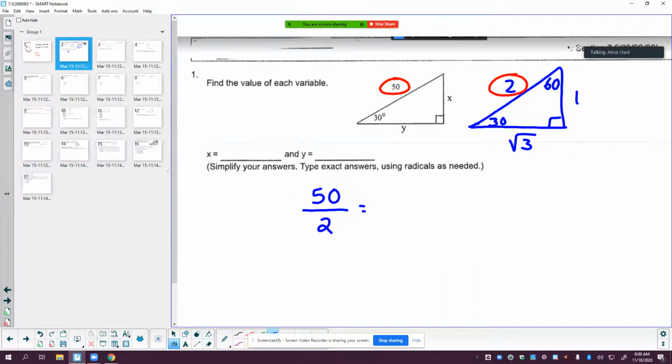That's going to be equal to whatever I'm trying to find. The first thing they asked for is x. That's the side across from 30. Over here, the side across from 30 was 1. So that's going to be my second ratio. I always do what's given first, and then what I'm trying to find second, and I always do new over original.